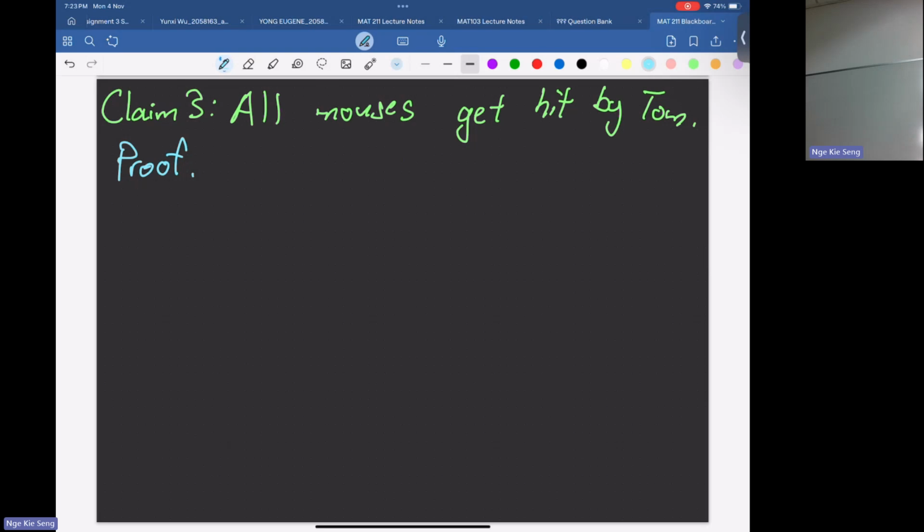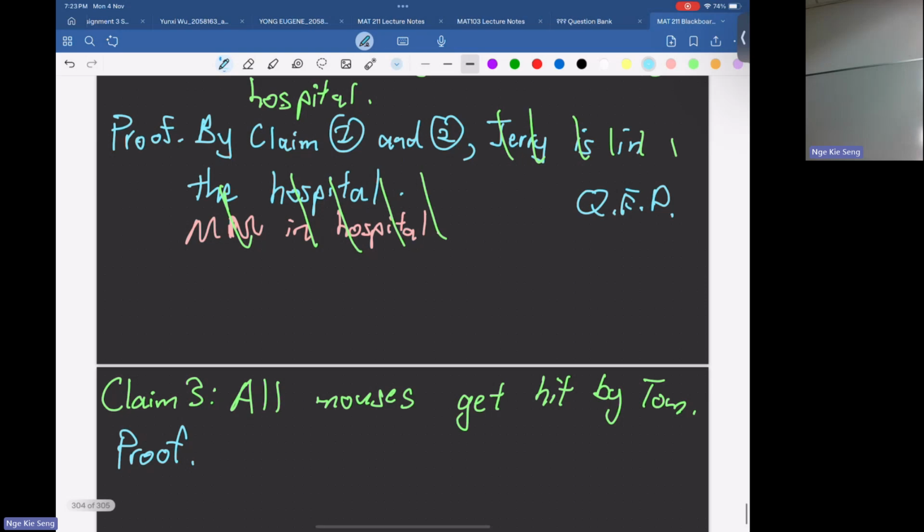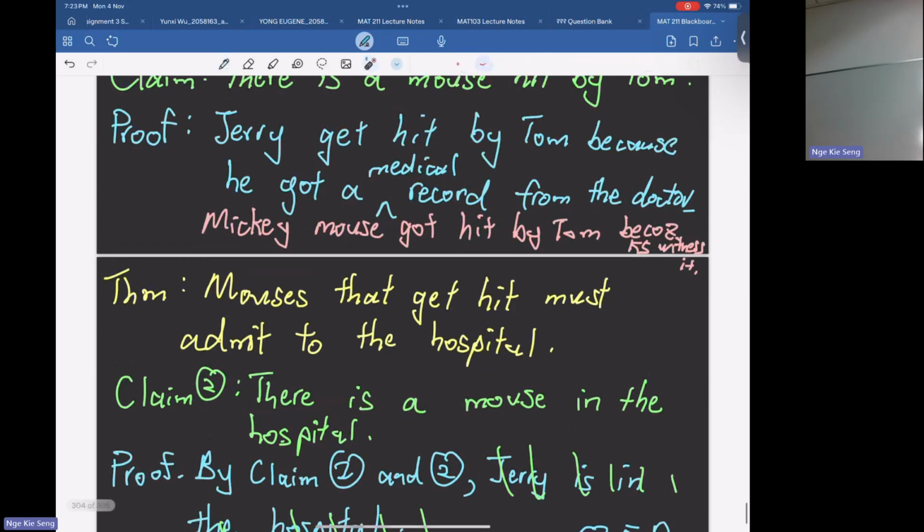Okay, good. Like Lydia says, all mice are in the hospital. But okay, look at this theorem here. This theorem only has one direction. Get hit must be admitted to hospital. Does it mean that those admitted to hospital must have been hit or not? If P then Q implies if Q then P, or not?